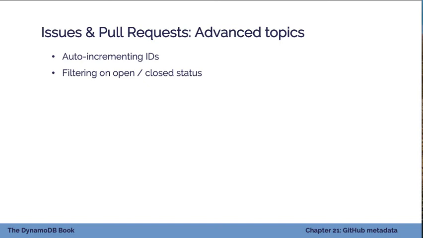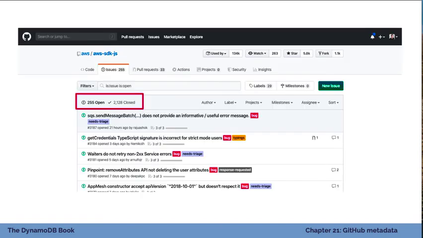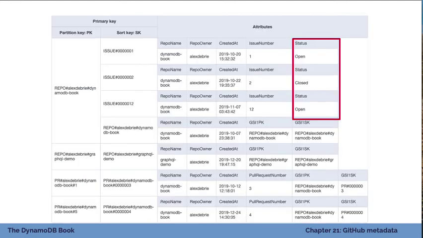The second advanced topic we have here is we need to be filtering on open and closed status of issues. So if we go back to when we were learning about this application, this is the issues list, and you'll notice that it has open or closed. So when you're searching for issues or pull requests, you're either looking for open or closed issues. So we need to figure out how to handle that. If you look at our items in our table, there is a status property, but it's an attribute. It's not in our primary key. So we're not able to filter and query on that directly in our primary key, which isn't great.